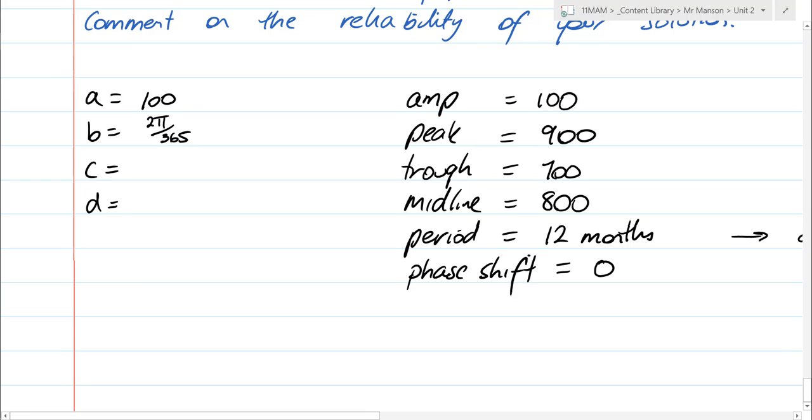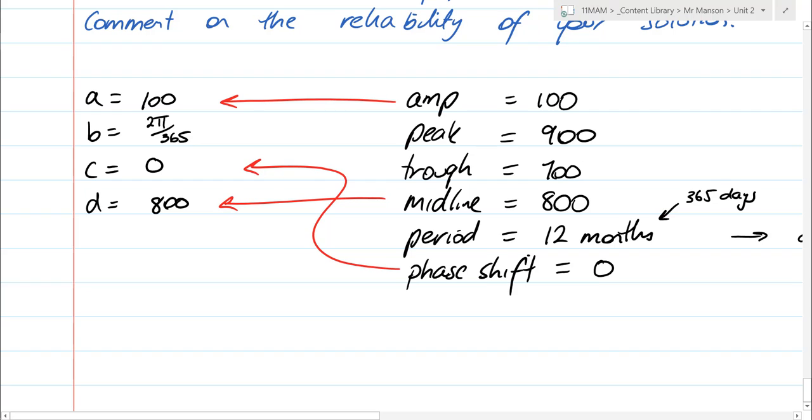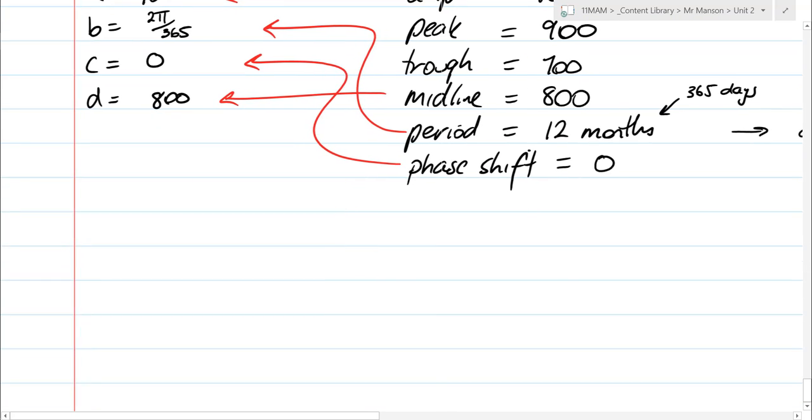What's our C value? C value is zero. That's our phase shift. What's our D value? 800, because that's our midline. So there's our connection here. I'll line some stuff up. That goes to there, that goes to there, that goes to there, and our period goes to there. We don't need our peak and trough for this bit, but you will notice our peak and trough is what we use to get the amplitude and midline. So they are helpful.